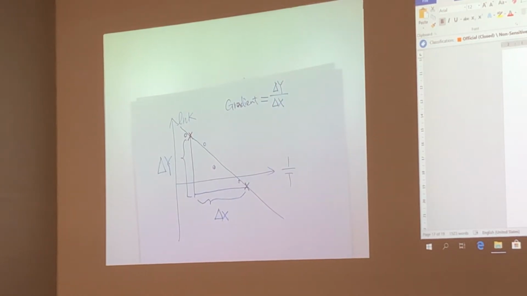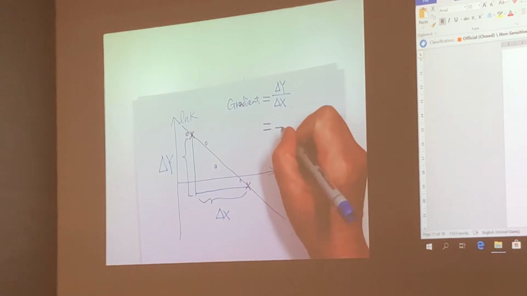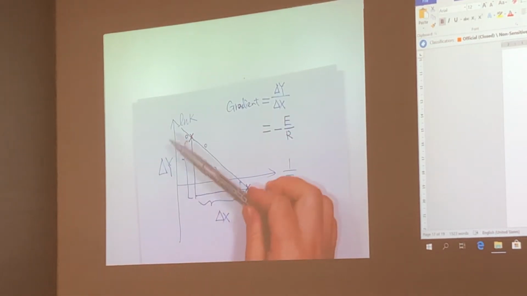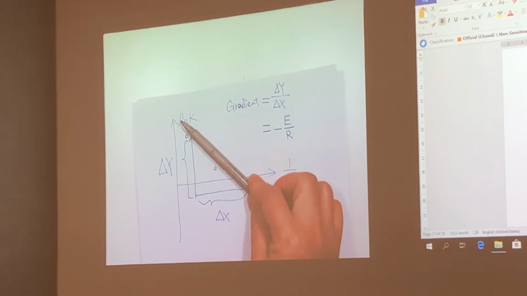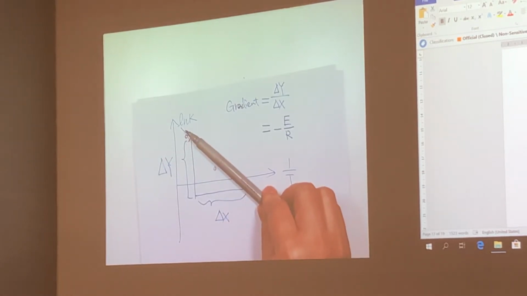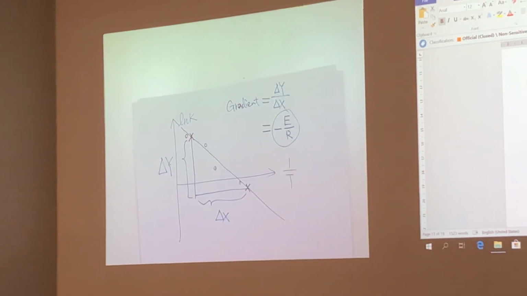Delta y over delta x equals your minus E over R. Why minus? Because your line is decreasing this way, unless your line goes the other way. But for this part, please remember, your line is always this way. So from here you are able to find the gradient, and from here you can calculate the E. Okay?